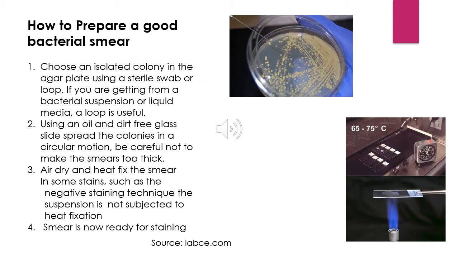After making the initial smear, let it air dry, and then after air drying, you can do heat fixing by using a hot plate or flame it slightly intermittently over a Bunsen burner. This is what you call heat fixation. The smear is now ready for staining.